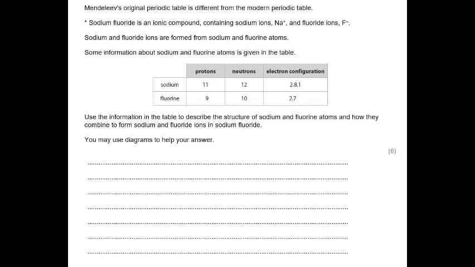So what things could you talk about? You could talk about how many electron shells each of those atoms have got, how the electrons are arranged, how many electrons they have in their outer shell, and you could talk about the charge on the atom. So compare the number of protons to the number of electrons. Now, if you do that for both the sodium and the fluorine atom, you will straight away have scored 3 marks out of 6 before we've even started talking about how they turn into ions.